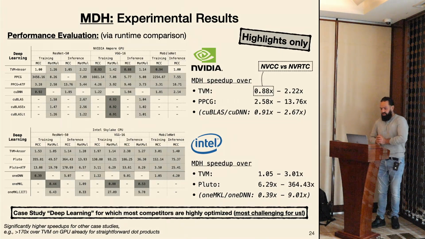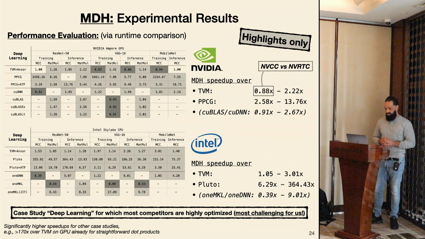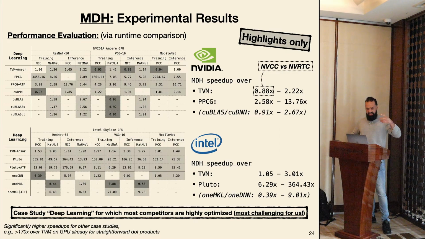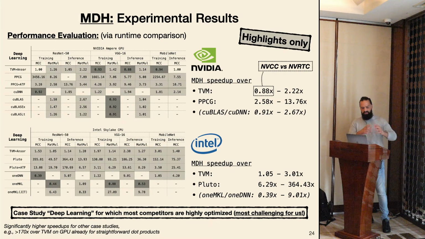So, our performance evaluation is based on a runtime comparison, and here I have just one slide where I present the highlights only for deep learning, because deep learning was the most challenging case study for us. What you can see here is the speedup of our approach as compared to the competitors. So higher is better for us, and you're not expected to read all these tables here. I have the summary on the right side.